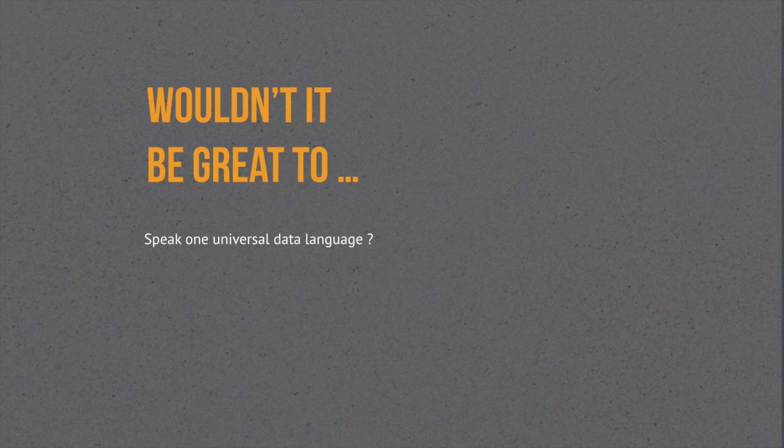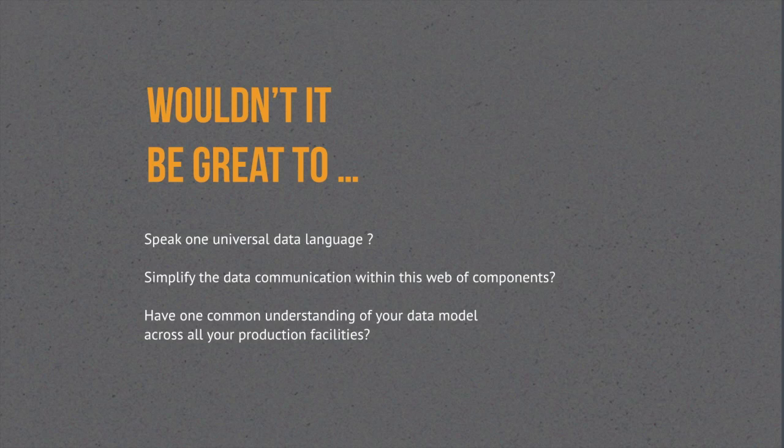If everybody understood what an order or a segment was? Wouldn't it be great if we could simplify the data communication between all the components we have already installed? We shouldn't throw away everything we have. We just need to use it better. We need to create a web and use web technologies to integrate all these components. Wouldn't it be great to also have a common understanding of the data model, so that every production facility uses the same data model and treats it in exactly the same way?